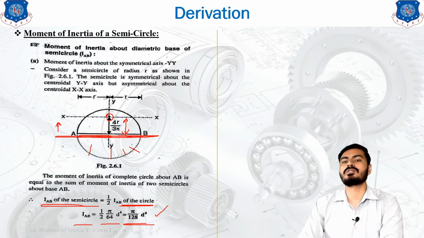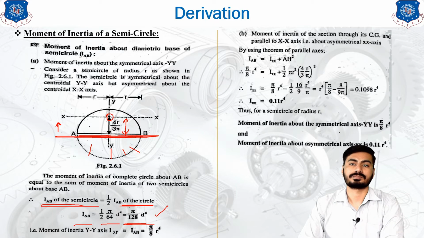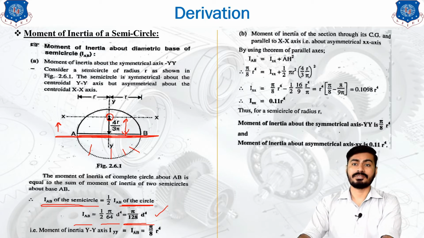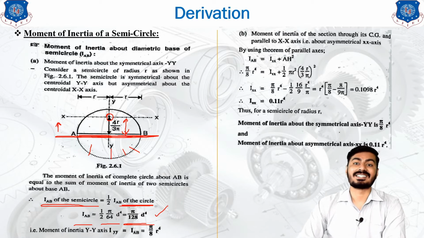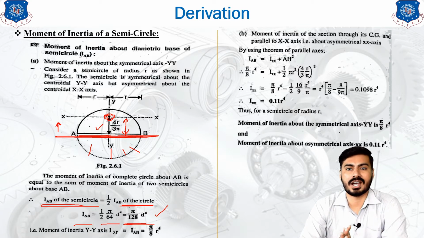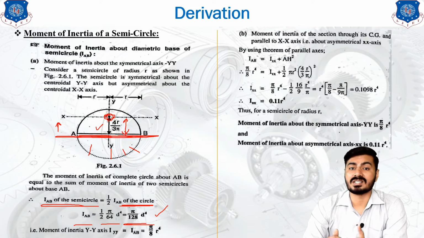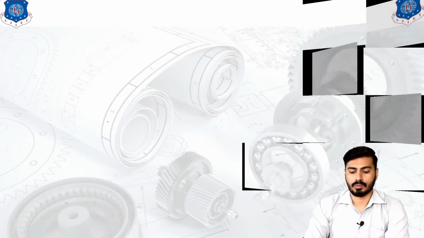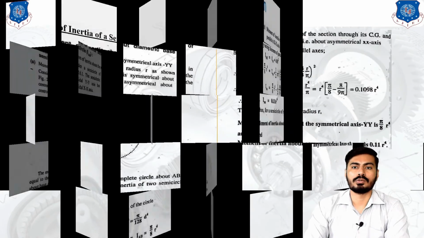Now our intention is to find the moment of inertia of the section through its center of gravity. The center of gravity lies at a distance 4r upon 3 pi from the base. Here our center of gravity lies. So our intention is to find the moment of inertia about an axis which passes through the center of gravity.